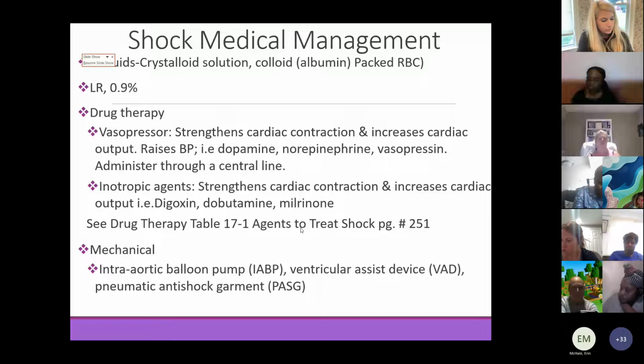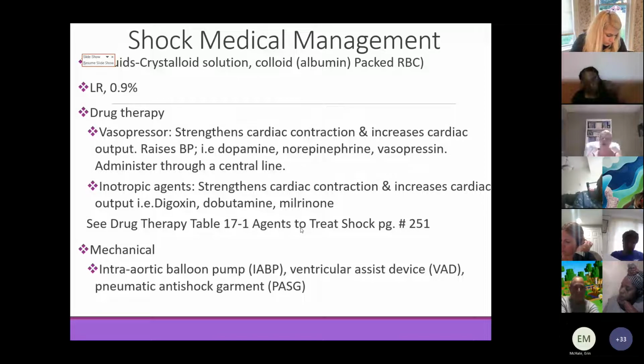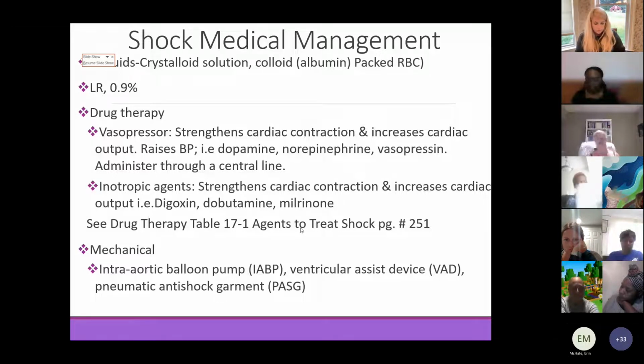When we think about different medications that we give, definitely these patients are going to get a lot of vasopressors. So vasopressors work to strengthen the heart's contraction. So every time it contracts, it's going to contract harder so that it gets more blood out each time. And then it increases that cardiac output, which in turn will raise the blood pressure. So these medications that we give, usually dopamine, norepinephrine is another one, vasopressin is another one. We can give these through a central line. We can also give them through an IV. But if these patients are in the ICU, they're probably going to have a central line.